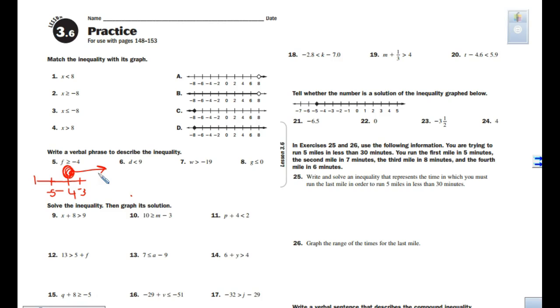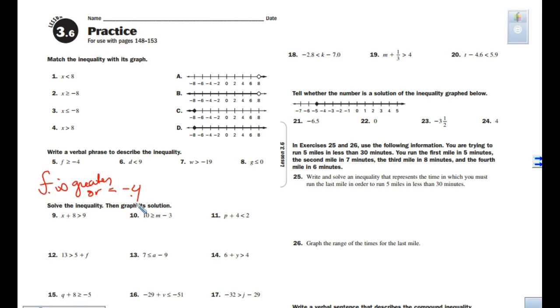Write a verbal phrase to describe an inequality. You didn't have to graph. Oh yeah, you didn't have to graph. My fault. It should have been F is greater or equal to -4. Or he said all numbers greater than or equal to -4. I would love that too. All numbers greater or equal to -4. Yes, that is going to work.